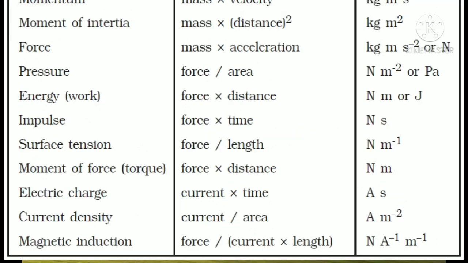Next physical quantity is pressure. The expression is force by area. The force acting per unit area is called pressure. The unit is Newton meter power minus 2, otherwise Newton by meter square. Another unit also there for pressure, that is Pascal. It is represented as Pa.